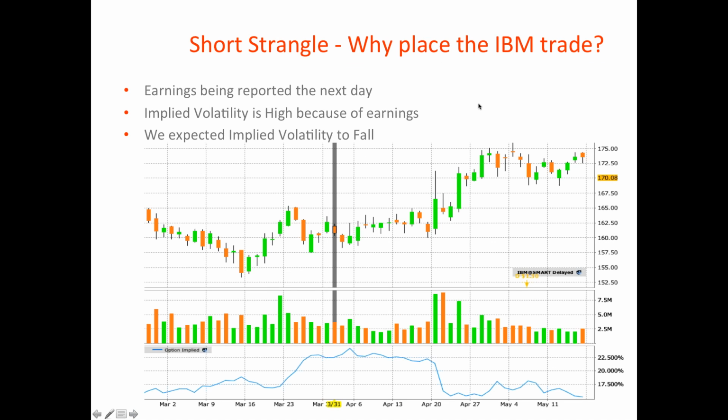So why did we place this IBM trade? Well, as we said, implied volatility was high and we expected it to fall after earnings. So here's a chart, the best way to explain it to you, and we've charted implied volatility. Here's April the 20th when implied volatility was high. After earnings, look what happened to implied volatility. It fell off the cliff. So in other words, we were selling options when implied volatility was high and buying them back when implied volatility dropped.